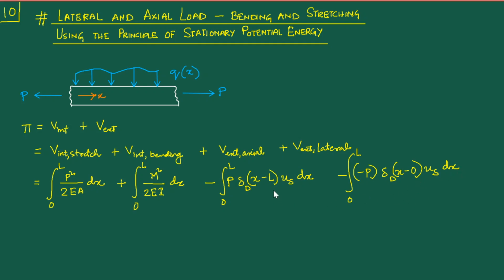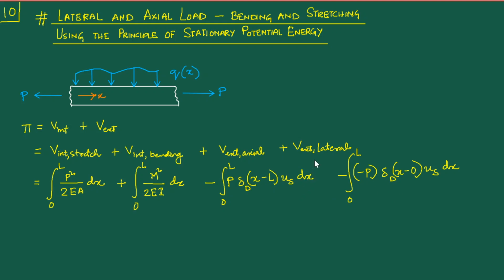Please note that both in this integration as well as in this integration, this US in general represents the displacement due solely to stretching anywhere between 0 and L. But it is because of the presence of this Dirac delta here and this Dirac delta here that this term gets activated at x equal to L here and at x equal to 0 here. Okay, so much for the external potential energy due to the axial load.